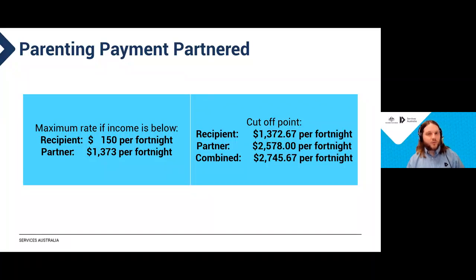Your partner's income up to $1,373 per fortnight has no effect. Any income over that amount will reduce the rate by 60 cents for every dollar. Different limits apply if the partner receives youth allowance or the Austudy payment. This can change again if your partner is in receipt of a payment or a pension. But again, if you're not sure, have a look at our website or come and speak to a FIS officer.